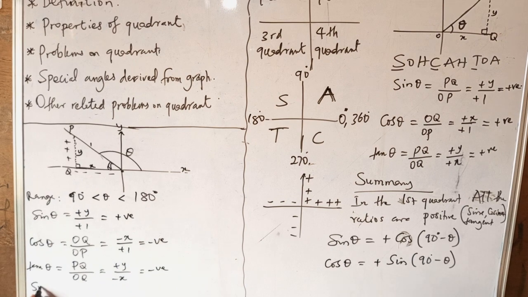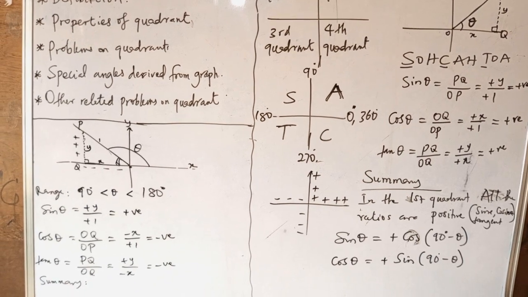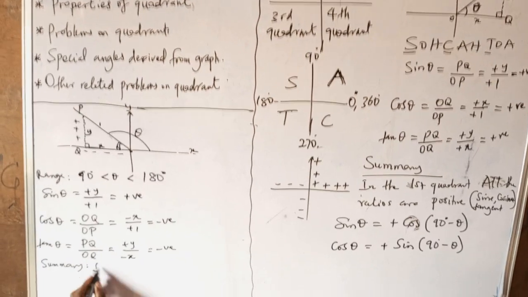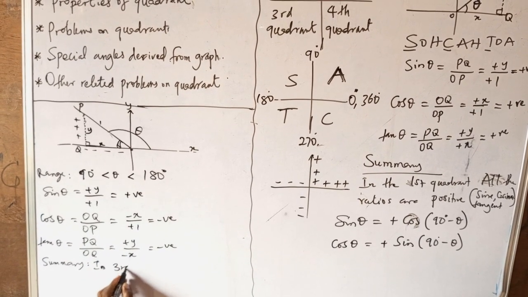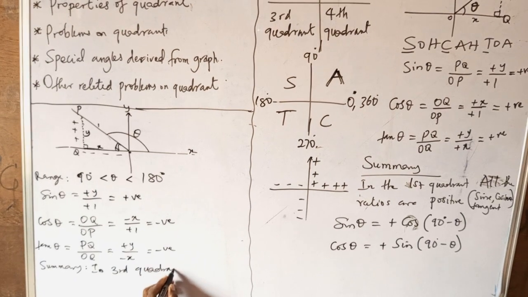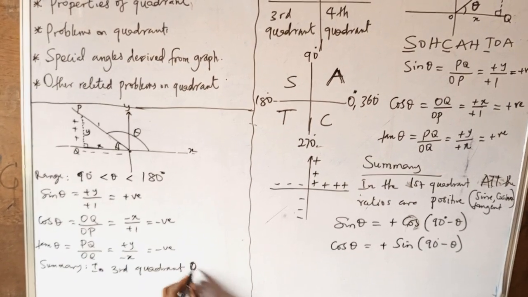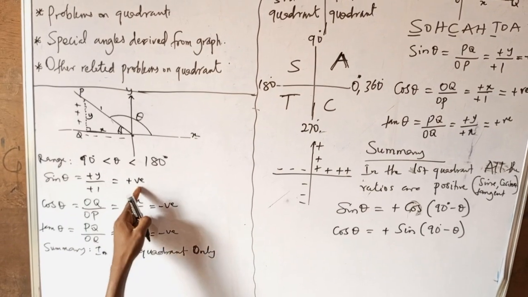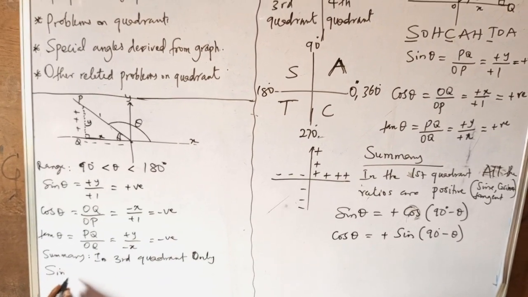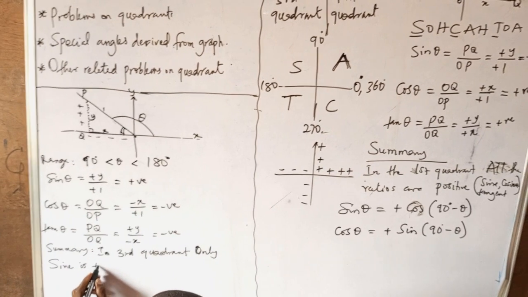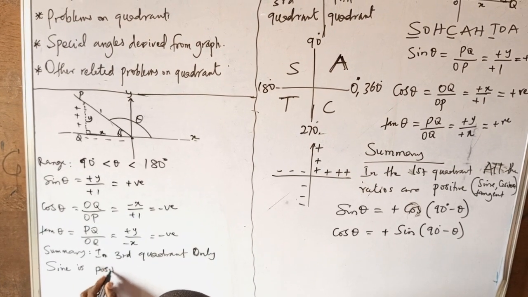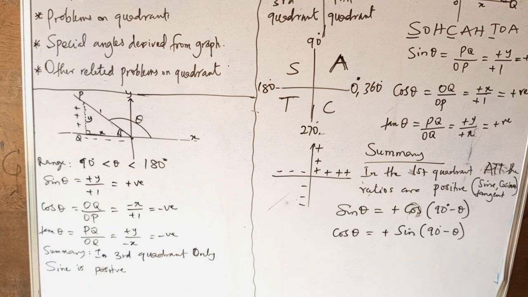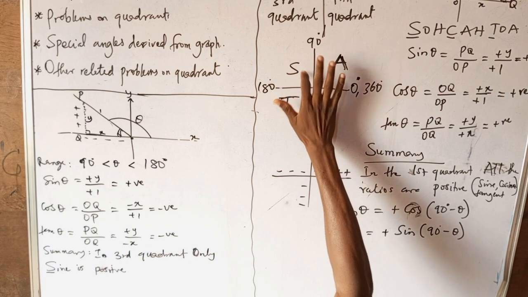So the summary from what you have here is that in the second quadrant, only sine is positive. And when you say only sine is positive, meaning the other two are negative. Meaning cosine is negative and tangent is negative. That is how we arrive at the letter S for the second side of the quadrant that we have on the board.